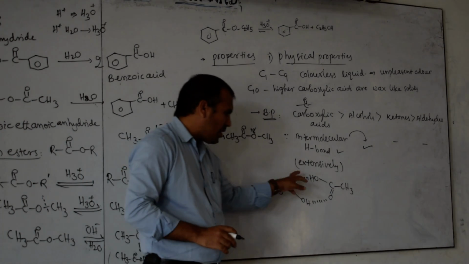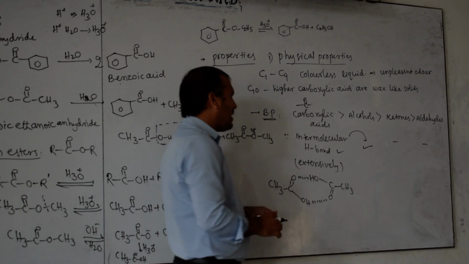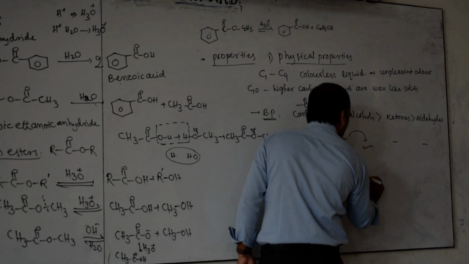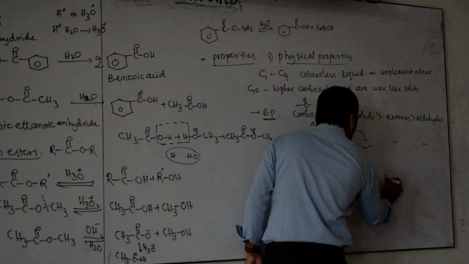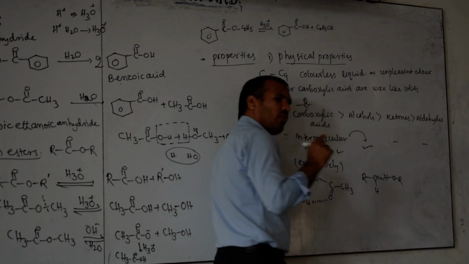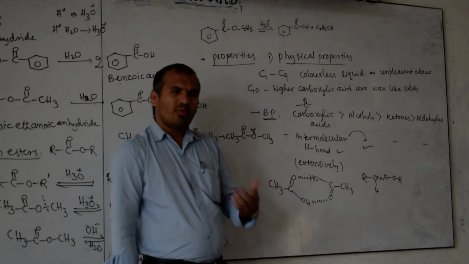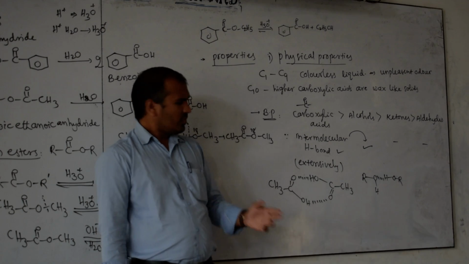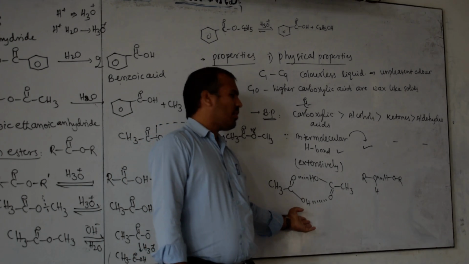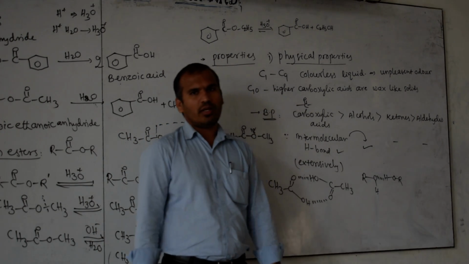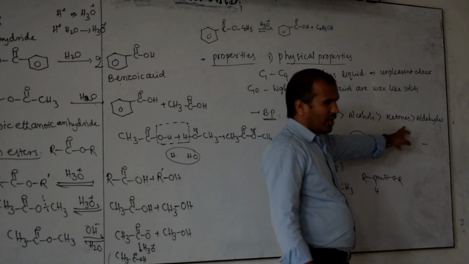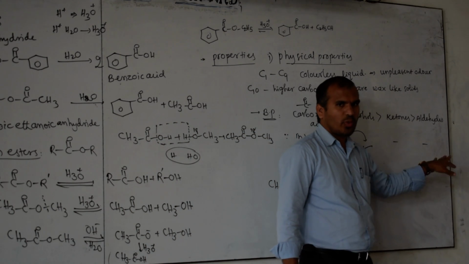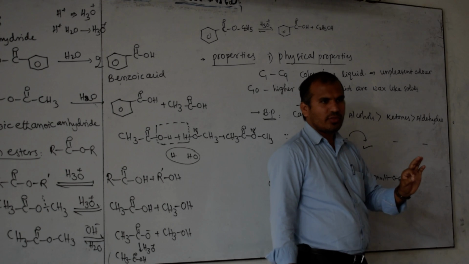How many hydrogen bonds does it form? If you take the alcohol, ROH, HOR, how many hydrogen bonds are present? One. When the number of bonds increases, more energy is required to break them. That's why this has a higher boiling point, and this has a lower boiling point. Here no hydrogen bond is present. These are polar, only dipole force is there.